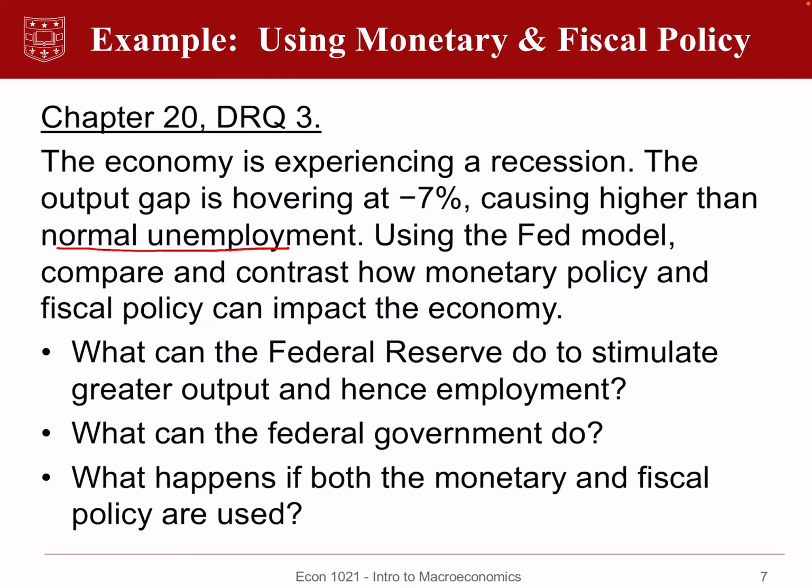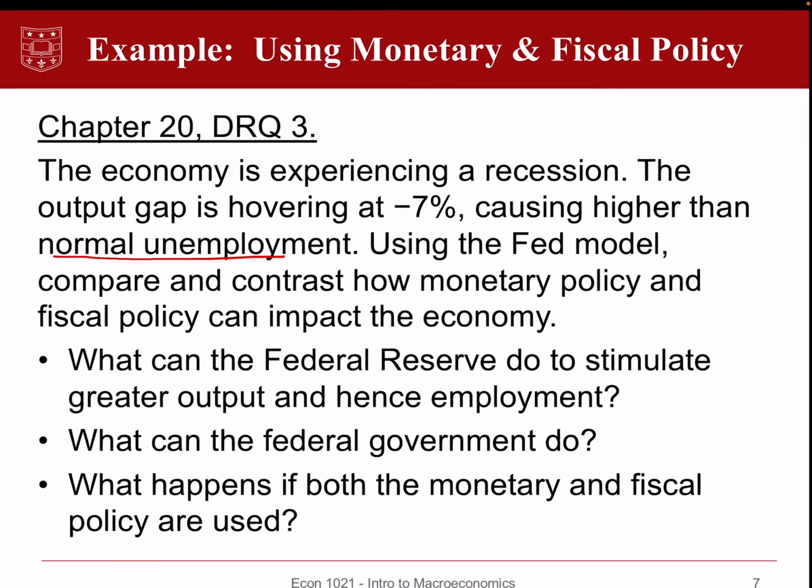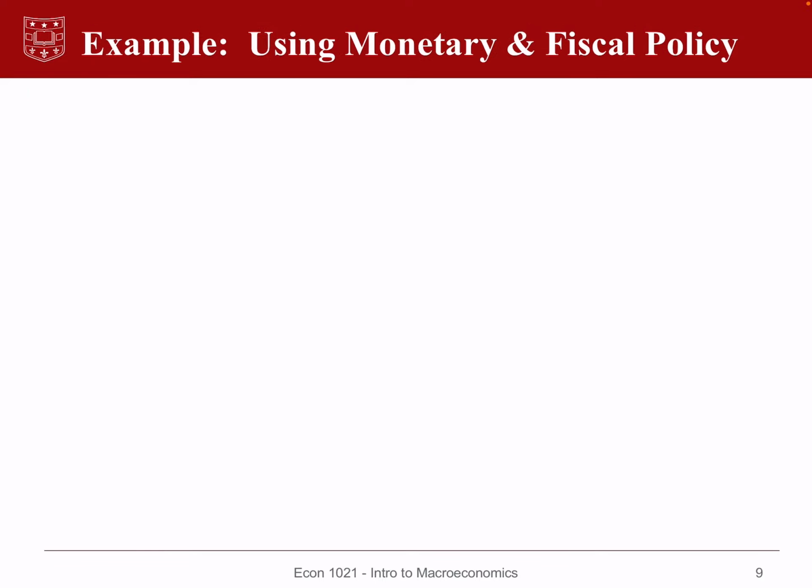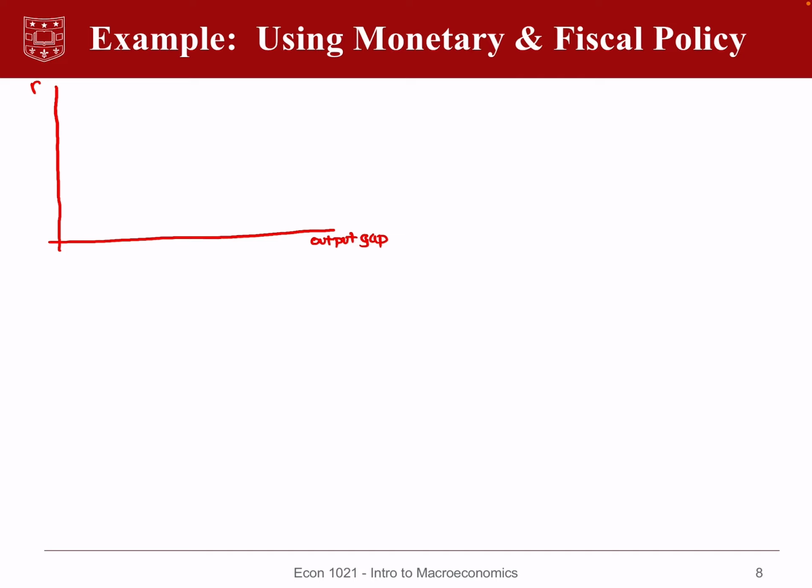So in order to do that, what we're going to do is sketch out what the story problem is telling us. So bear with me here. Try and do this as neatly as I can. We're going to put on the horizontal axis, of course, the output gap. And on the vertical axis, we have the real interest rate in the IS-MP framework. And then we're going to have the Phillips curve down below.